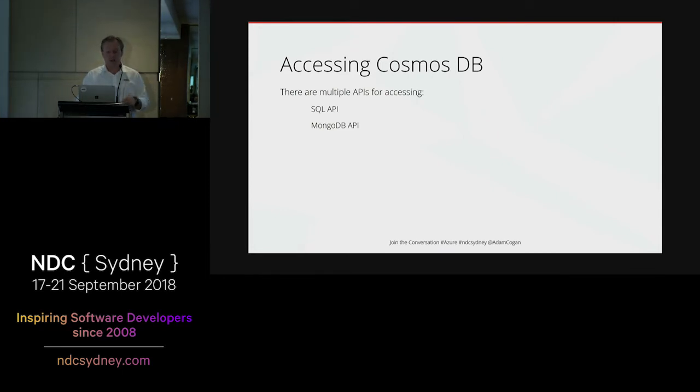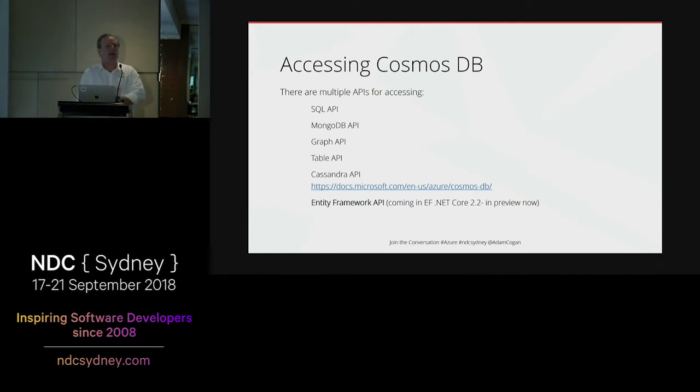Young guys out of university will choose MongoDB APIs. They're used to it. There's Graph APIs. There's Cassandra APIs. There's lots of them. There is the Entity Framework API coming. All right? That's exciting. And when that comes, it'll be all over the internet. Everybody will be excited. There'll be a whole lot of people saying, blah, blah, that's terrible.